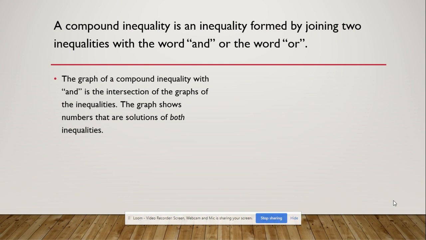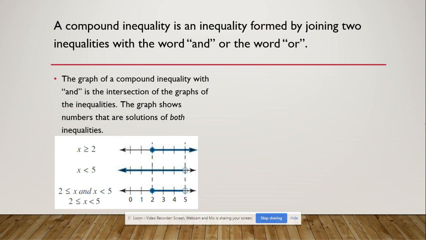You wouldn't say 5 because 5 isn't less than 4, even though it is greater than 2. Both of the conditions of both inequalities have to be met. So the graph is going to be the intersection where both inequalities are true.